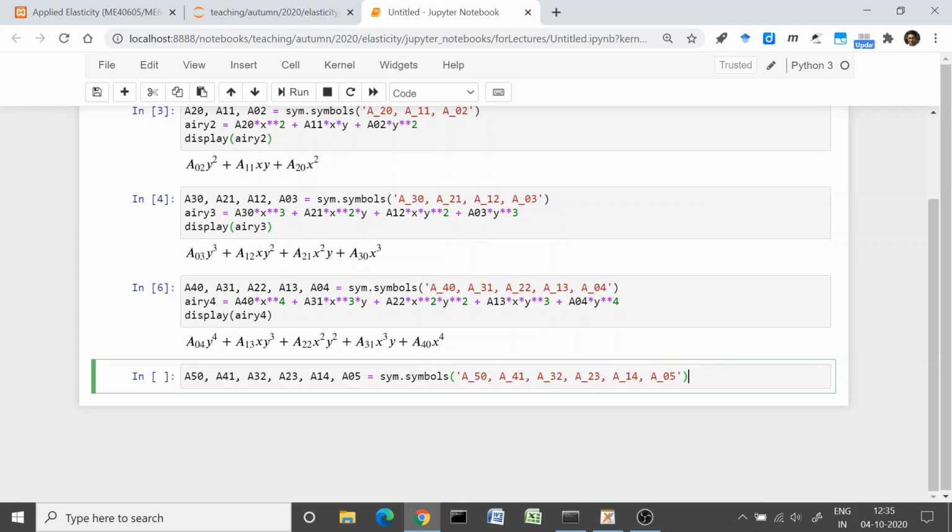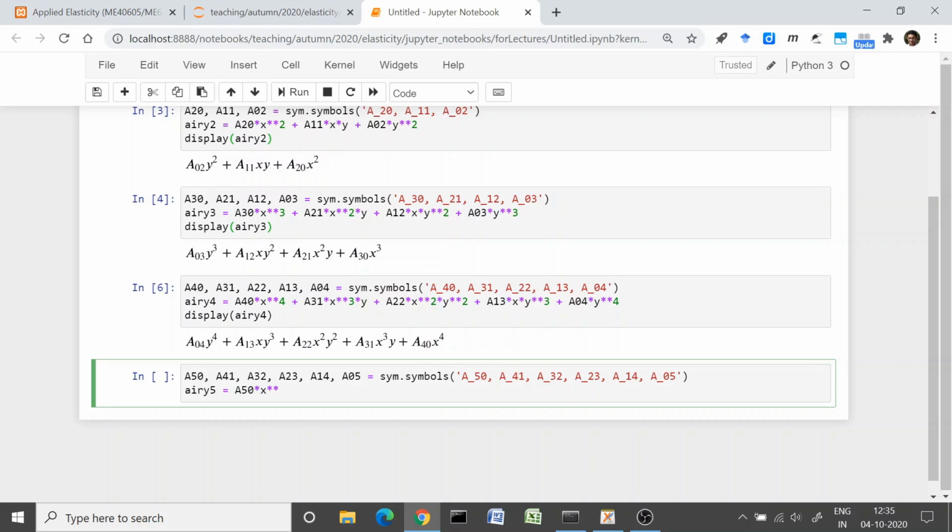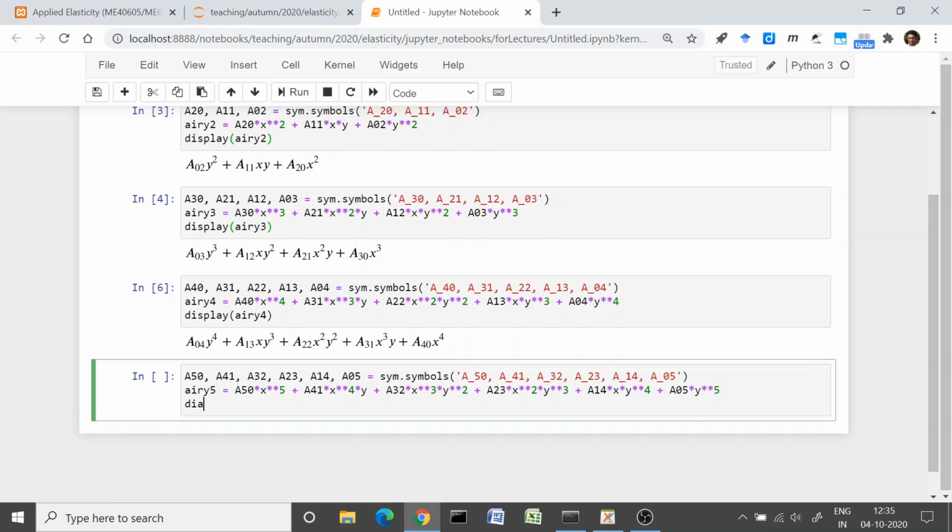Finally, the A05. And for the A5, I have A50 into x to the power 5 plus a41 into x to the power 4 into y plus a32 into x cube into y square plus a23 into x square into y cube plus a14 into x into y to the power 4 plus a05 into y to the power 5. And we finally display the Airy 5 as well.